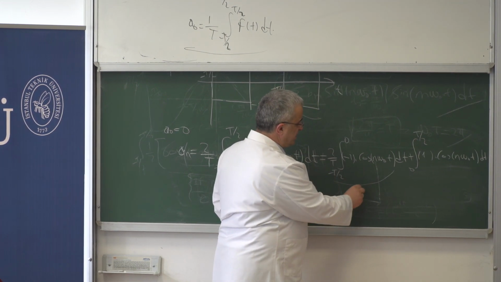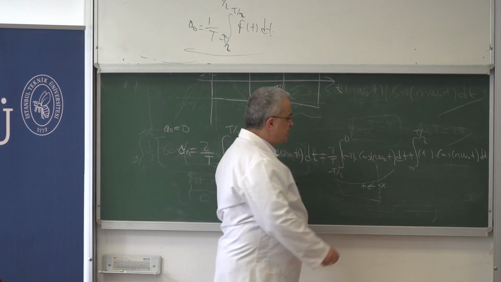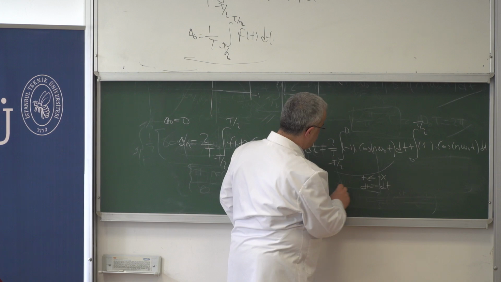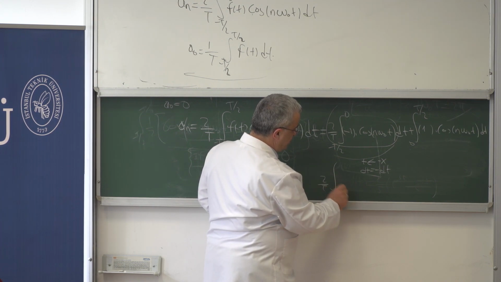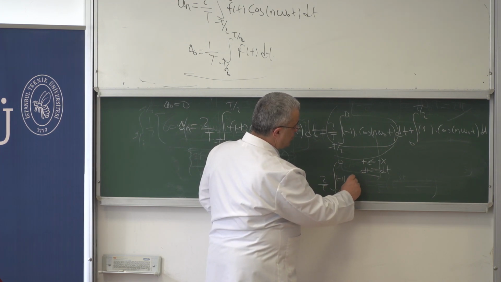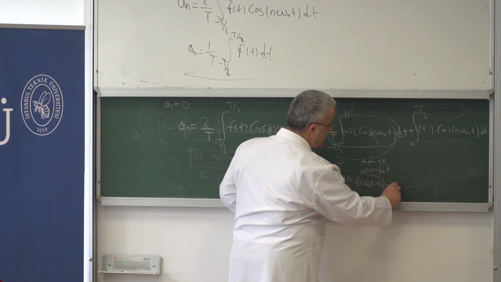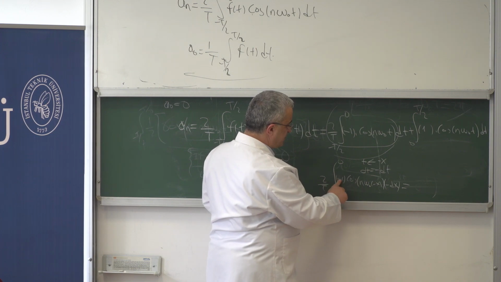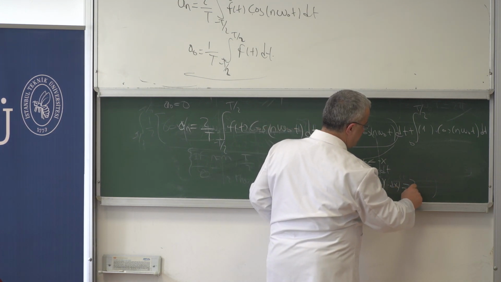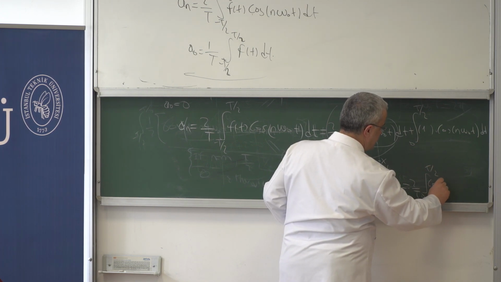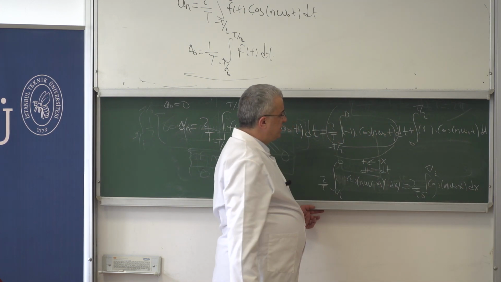Let's make a change of variable here. Let's replace t with minus x. If we make a change of variable, dummy variable, this dt is equal to minus dx. So this is what happens to this integral: 2 over T, the lower limit becomes T over 2, 0 becomes 0, -1 cosine n omega 0 minus x, and this dt is minus dx. What is that equal to? This minus and minus goes away. This minus doesn't matter because it's inside cosine, right? And if you switch the limits, from minus T over 2 to 0 becomes 0 to T over 2, cosine n omega 0 x dx.